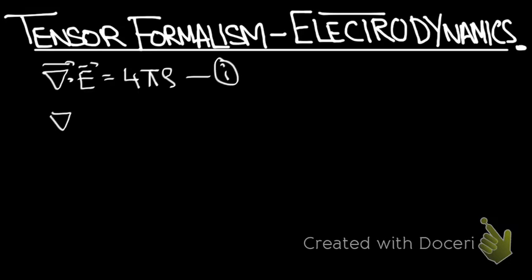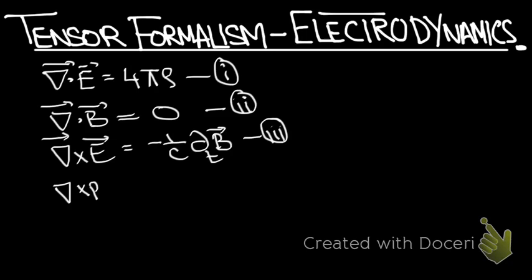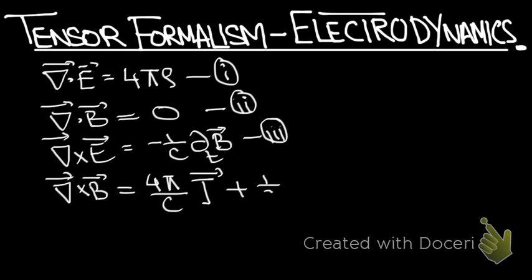Then I have the divergence of the magnetic field, which is equal to 0, and let me call this equation number 2. Then I have the curl of E, which is -1 over c times the time derivative of the magnetic field. So let's call this equation 3, right? And finally we have the curl of the magnetic field, which is equal to 4 pi over c times j, that is the current density vector, plus 1 over c times the partial time derivative of the electric field E. And so I'll call this equation number 4.